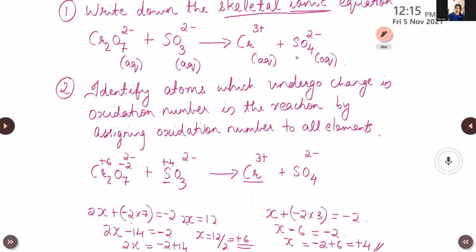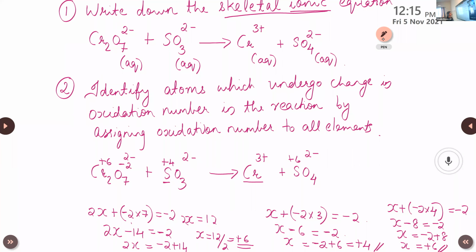Plus 6. Okay. So here it can be taken as x. X plus minus 2 into 4, that will be equal to minus 2. So x minus 8 equal to minus 2. Then x equal to minus 2 plus 8. So x equal to plus 6. Okay. So these are the oxidation number or oxidation state of all the elements in this particular chemical reaction.